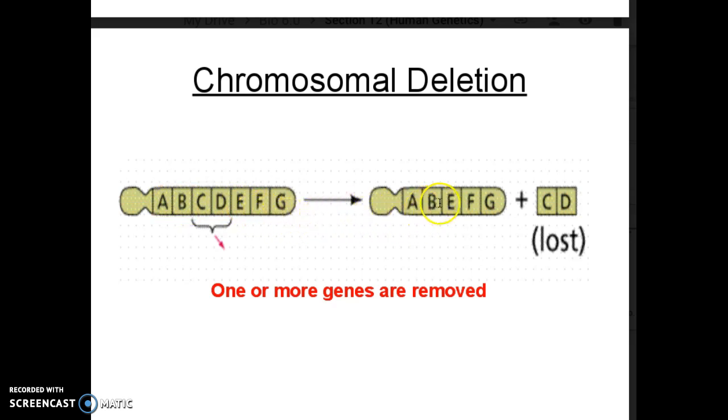You have a loss of letters C and D from the original, and so that would be classified as a deletion mutation. So you would just have a much shorter chromosome, and if these were genes, then this chromosome would be lacking the sequence to produce those proteins, which is what genes eventually encode for, a protein.